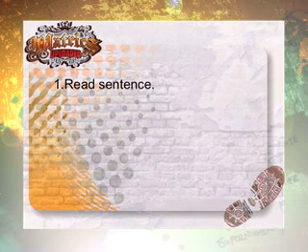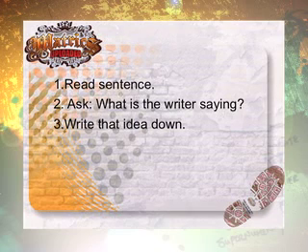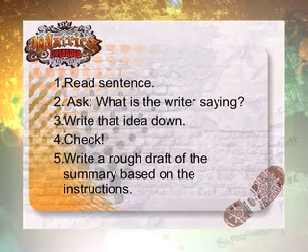The way to do this is to read the sentence, think about what the writer is saying, and then write that idea down. Now go back and check that you have said the same thing. It is the next step that I think is the most difficult, and yet the most satisfying. Write a rough draft of the summary based on the instructions. Go back and read the instructions again if you have to.